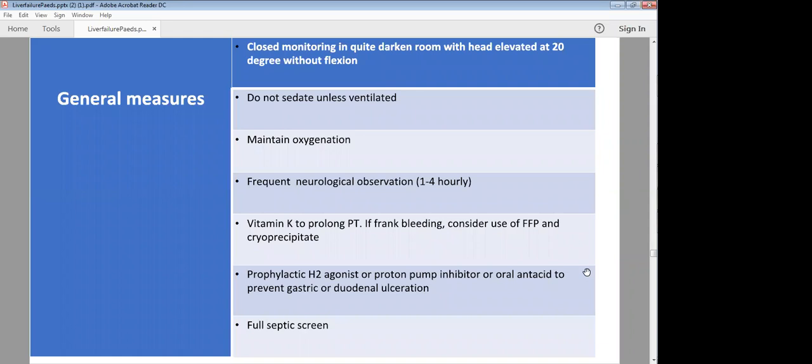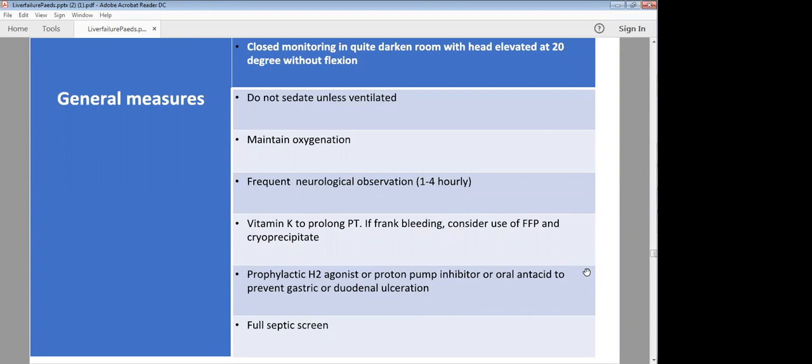So this general measure: close monitoring with the head elevated 20 degrees without flexion, because this is management of cerebral edema. Do not sedate unless ventilated. I read in the palliative protocol that for HE we need to ventilate. It needs mechanical ventilation, particularly in grade 3 and 4. Frequent neurological observation, vitamin K if prolonged PT, and then we need to give prophylactic H2 antagonist, full septic screen.